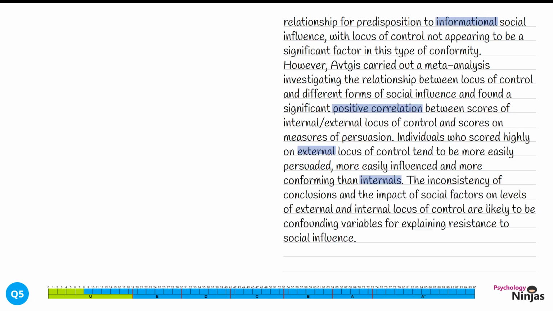The inconsistency of conclusions and the impact of social factors on levels of external and internal locus of control are likely to be confounding variables for explaining resistance to social influence. We've clearly identified wider psychological knowledge here, talking about confounding variables. These are uncontrolled extraneous variables that are affecting the results of research. It's time to go for a final explanation.